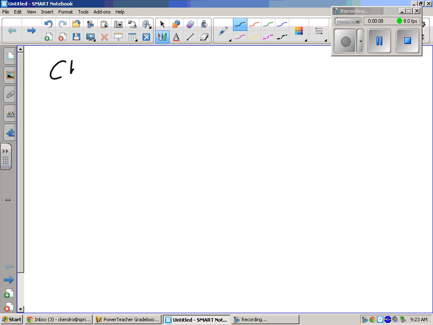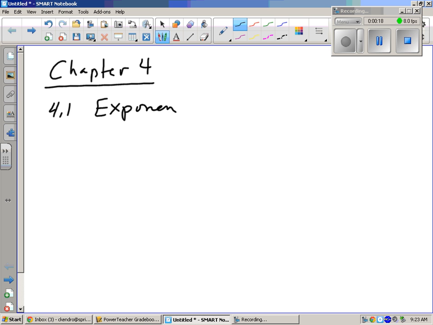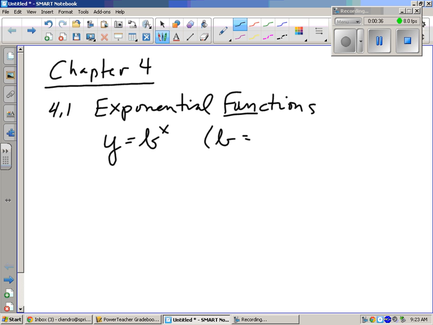Chapter 4 has to do with logs and exponential functions. So we're going to start out, Section 4.1 is exponential functions. Now I know you had a little experience with these functions in Algebra 2, so hopefully it won't be totally new to you or foreign. The basic formula is y equals b to the x, where b is the base. Whenever we talk about the base, that's the letter b in our formula.